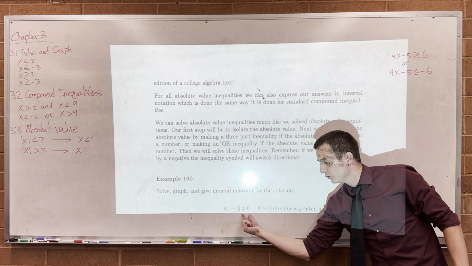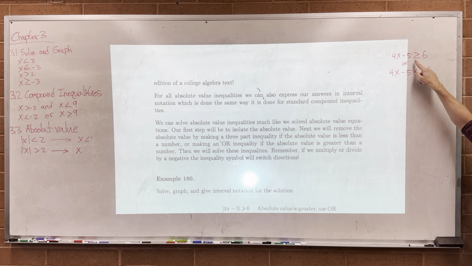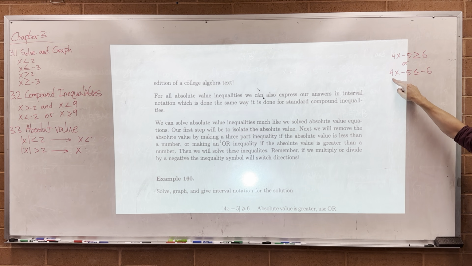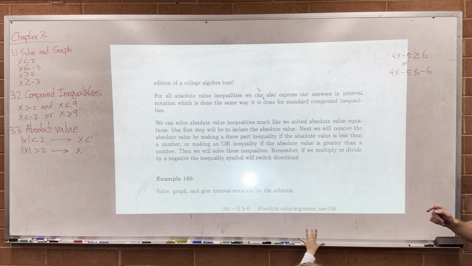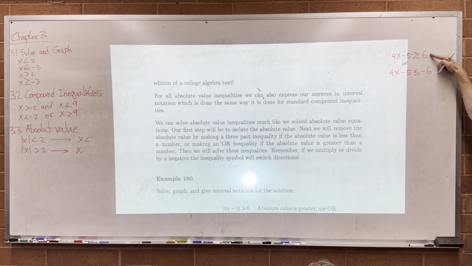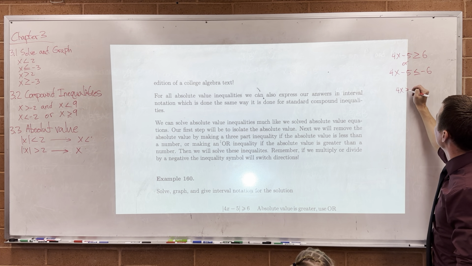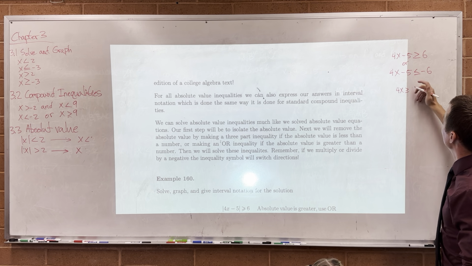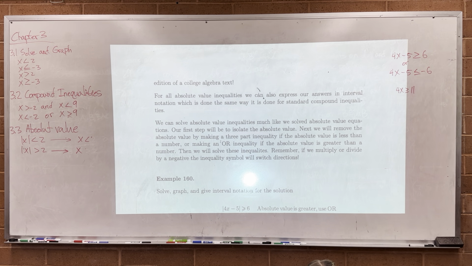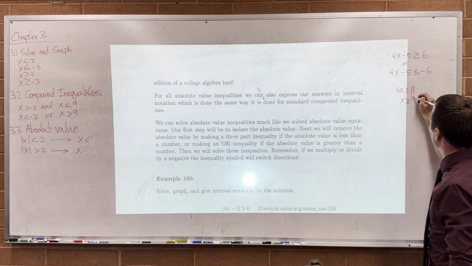So we have some absolute value greater than a number. That's going to split it into two different inequalities, where it's greater than the positive version of the number, or it's less than the negative version of the number. Now we solve both these inequalities. With this one, what do we do? Add 5 to both sides, so we get 4x is greater than or equal to 11. Now divide by 4. So we get x is greater than or equal to 11 fourths.